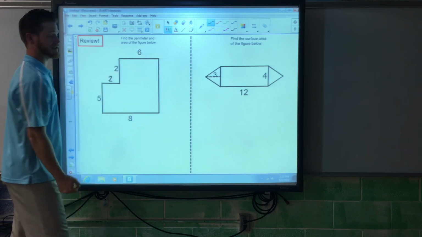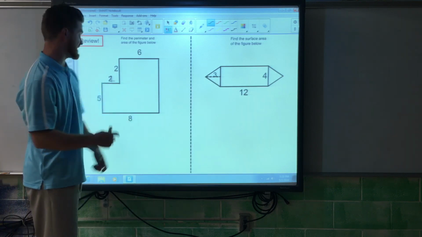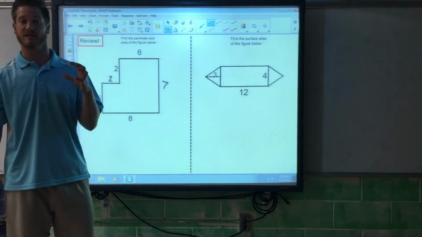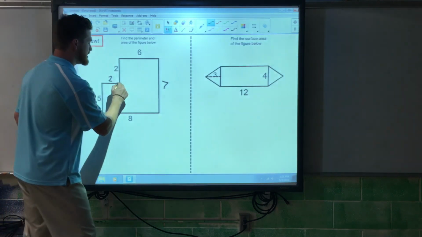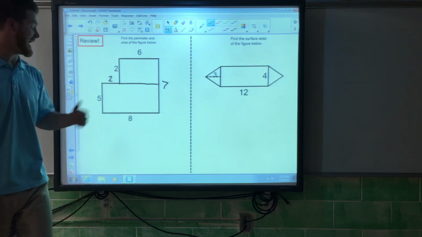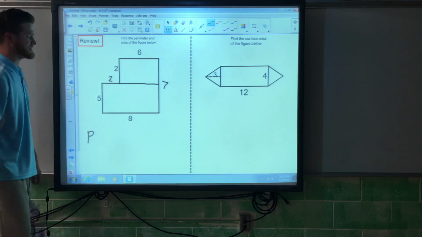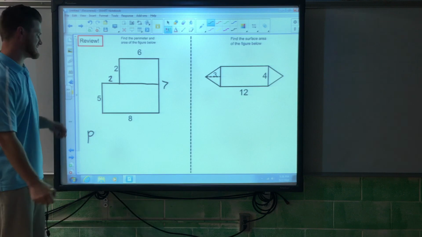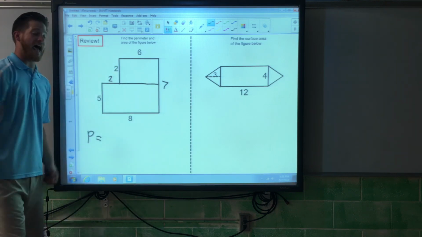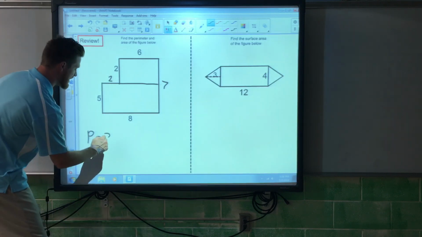I'm also missing my larger side, so I'm just going to add up my smaller sides. 5 plus 2 gives me 7. Now I'm going to split this up into 2 shapes to find the area. For that, let's find the perimeter. Add up all my sides together. So 5 plus 2 plus 2 plus 6 plus 7 plus 8, add it all together, gives me 30.